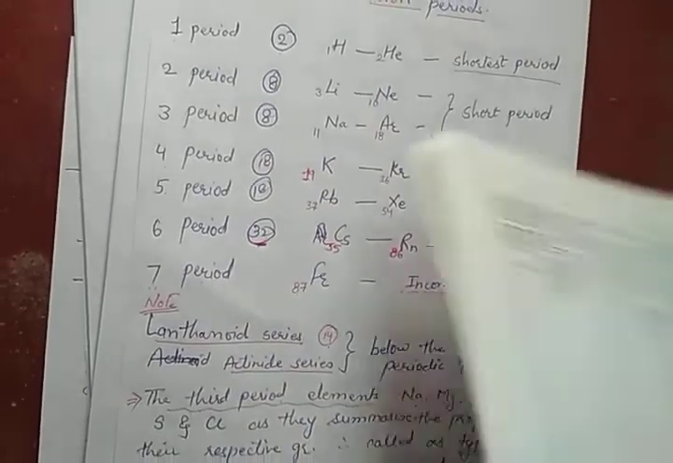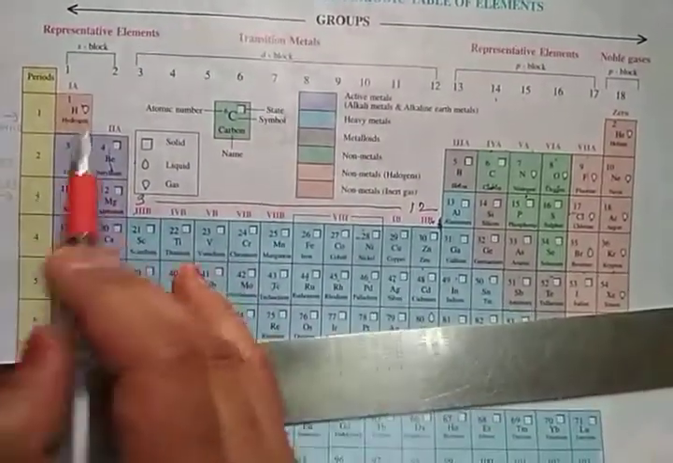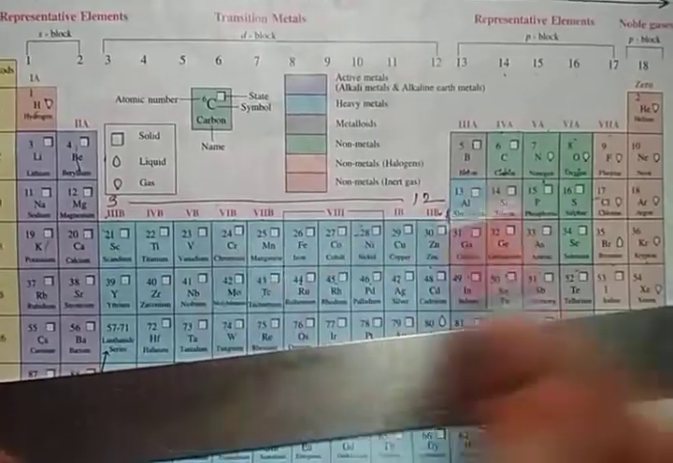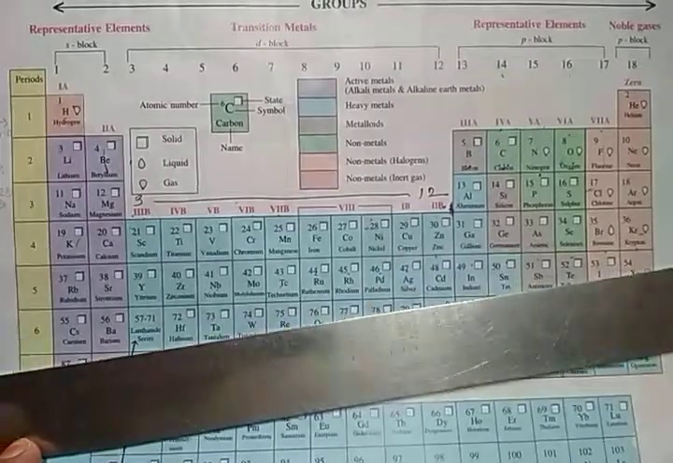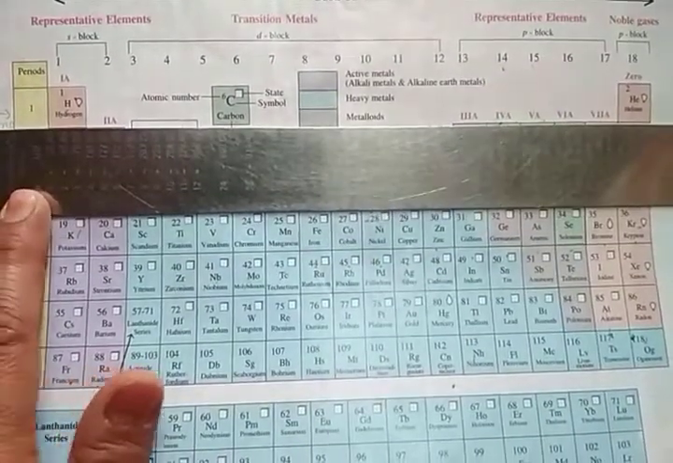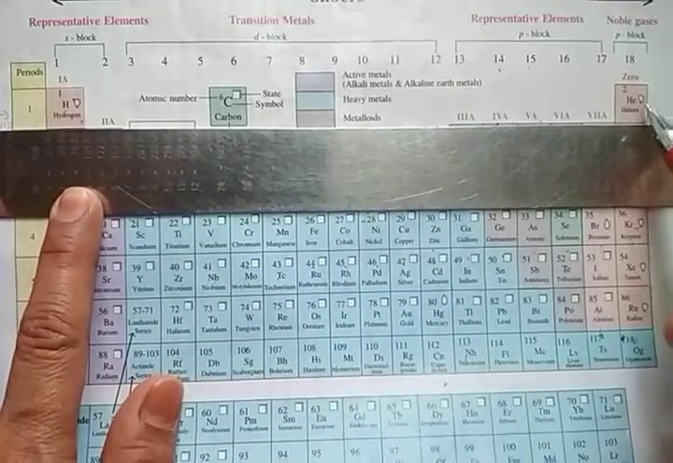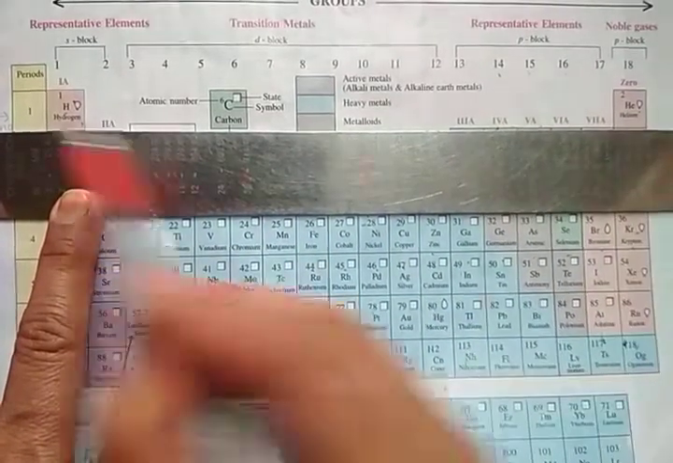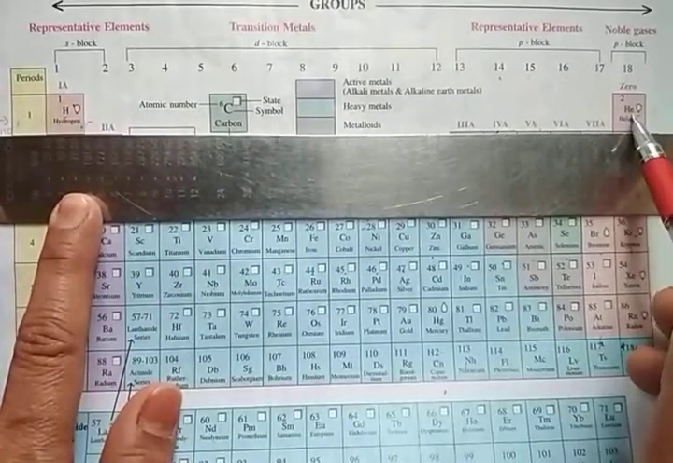Now, with all these details of the periodic table, let's restart from this main table. The periods which we had studied: the horizontal rows in the periodic table are called a period. The first period contains only two elements, hydrogen atomic number 1 and helium atomic number 2. The first period is the shortest period due to the presence of only two elements.